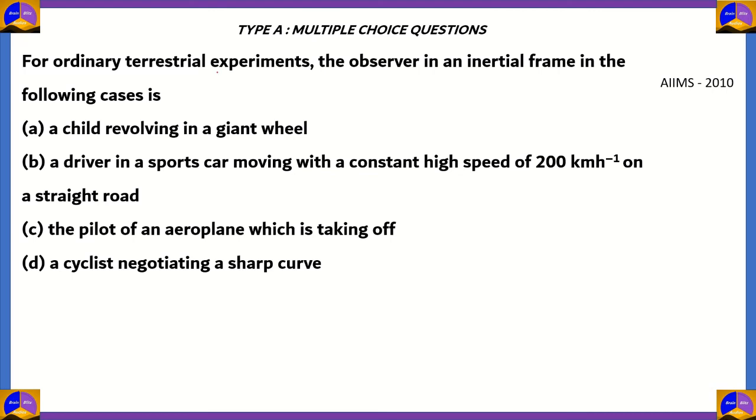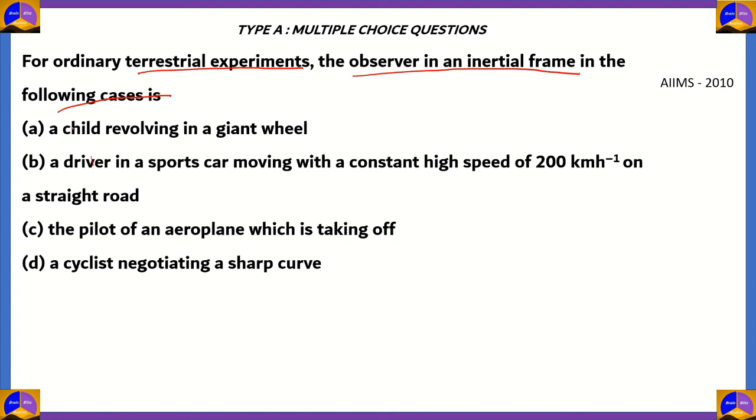Let's look at the final question for this episode. For ordinary terrestrial experiments, the observer in an inertial frame in the following cases is. So we have 4 cases here. We need to find out which of these is present in an inertial frame. So for it to be in an inertial frame, there should be no acceleration on the observer. The observer should not experience any acceleration. If it experiences acceleration, then it is a non-inertial frame of reference.